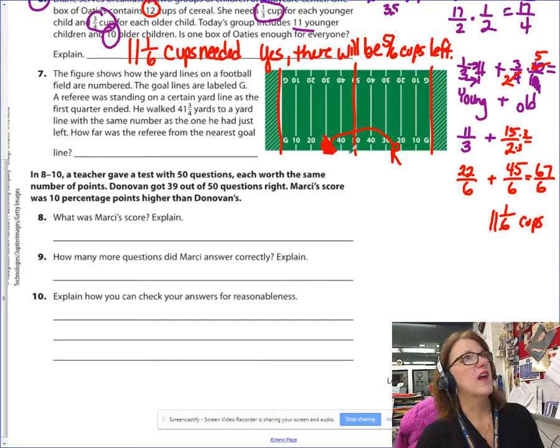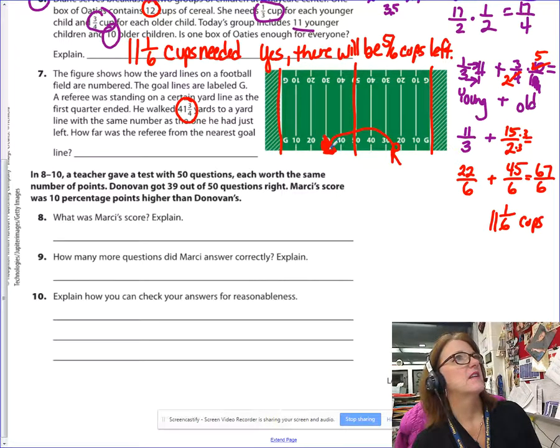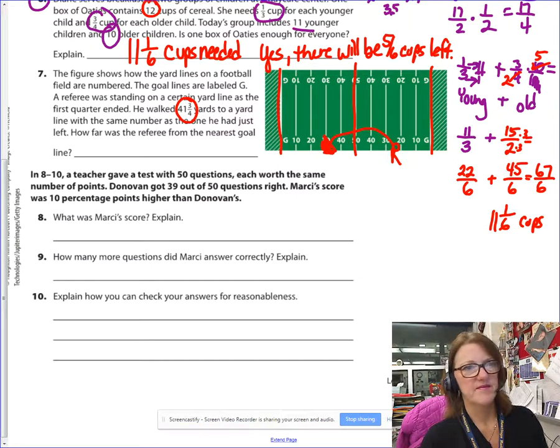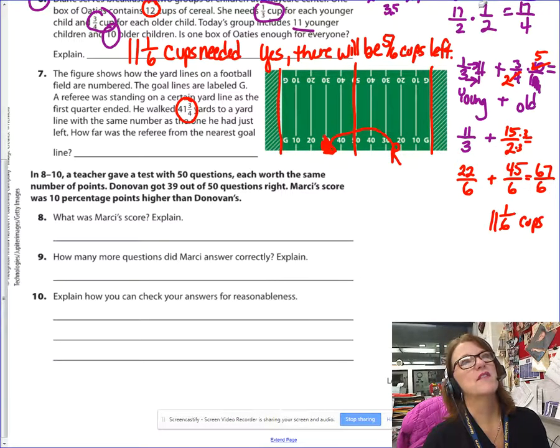And it said that he walked 41 3/4 yards to a yard line with the same number on the other side, and he was exactly, the goal line is G, who's standing. He walked to a yard line with the same number, and he had just left. How far is he from the goal? Okay. Now, if you're not as familiar with football, this thing's going to be a little more confusing.